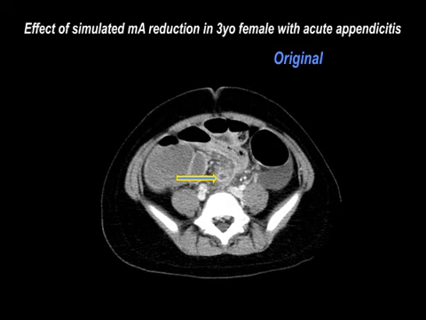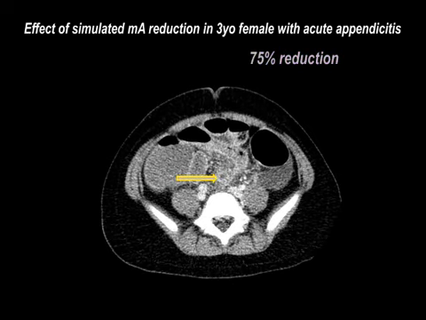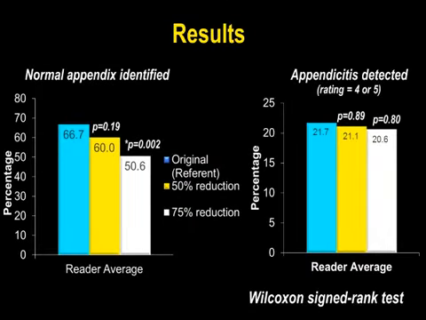Now we look at this, where the appendix is abnormal in the midst of other bowel here. The original scan, 50%, yeah, probably, but boy, you get down to 75% reduction, and that's not really good. So when we compared these different scans, and again, this is just adding noise, we didn't have to scan these children again.